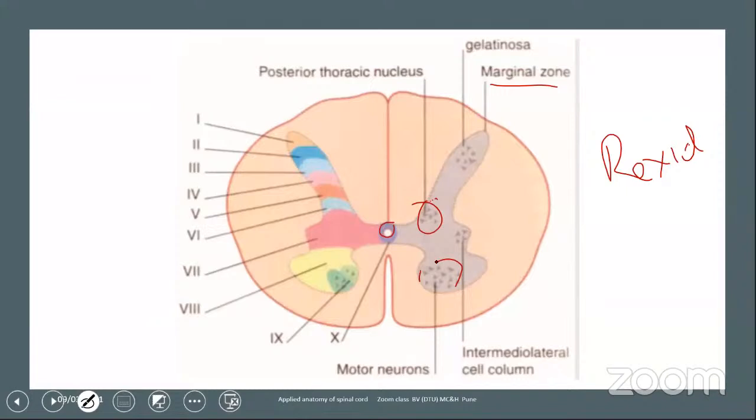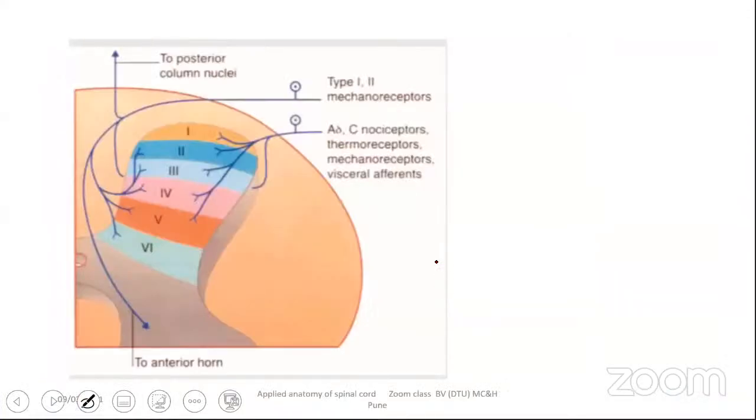Pathologies can involve the gray matter or white matter separately or together also. The viral infections usually affect the gray matter, right? And you see the Rexed laminae 1, 2, 3, 4, 5, and 6. The posterior column nuclei get the proprioceptive sensations, the mechanoreceptors type 1 and type 2 are ending in 2, 3, and 4 Rexed laminae. The alpha delta and C nociceptors are for pain. These are ending in 1, 2, 3, 4, and 5, and also visceral afferents.